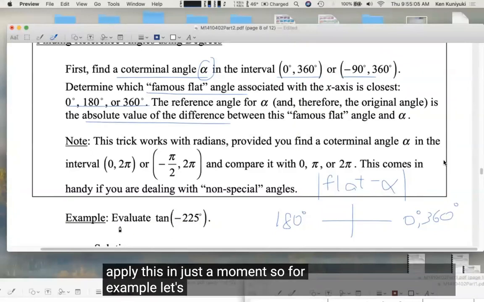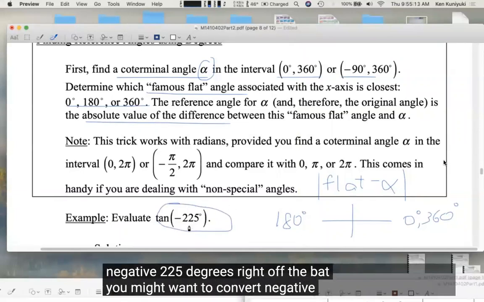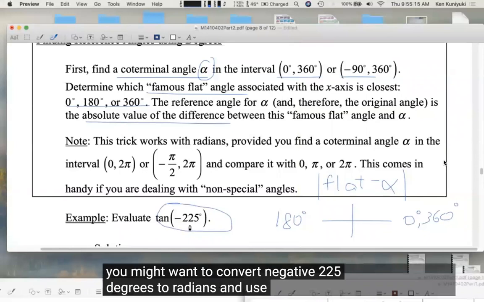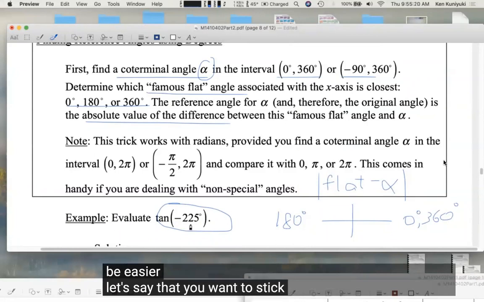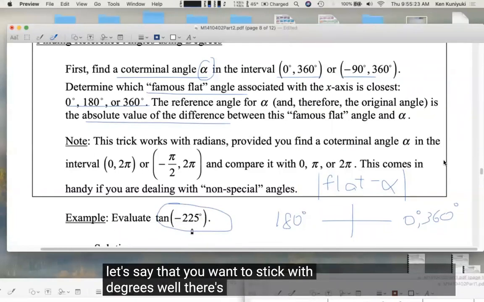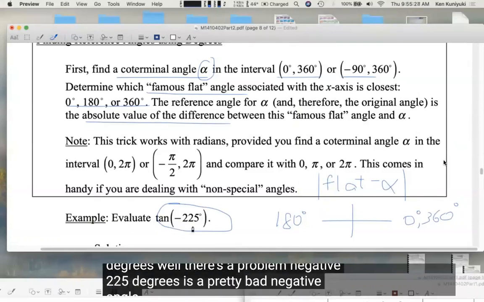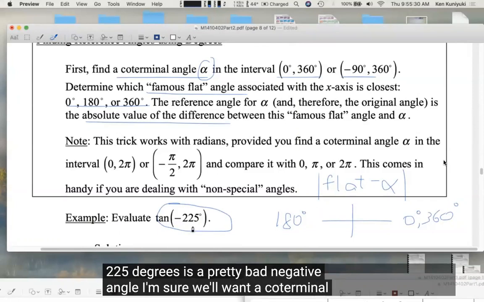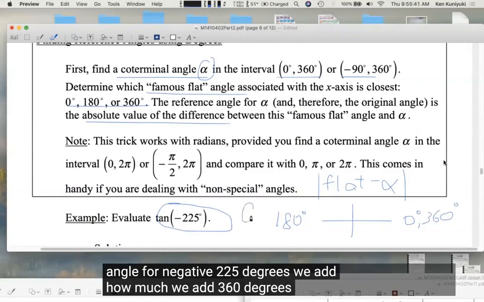So for example, let's evaluate the tangent of negative 225 degrees. Right off the bat, you might want to convert negative 225 degrees to radians and use the procedures we've used before. That might be easier. But let's say that you want to stick with degrees. Well, there's a problem. Negative 225 degrees is a pretty bad negative angle. I'm sure we'll want a coterminal angle. And how can we find a coterminal angle for negative 225 degrees? We add 360 degrees.